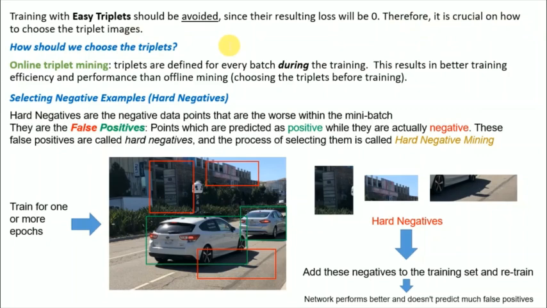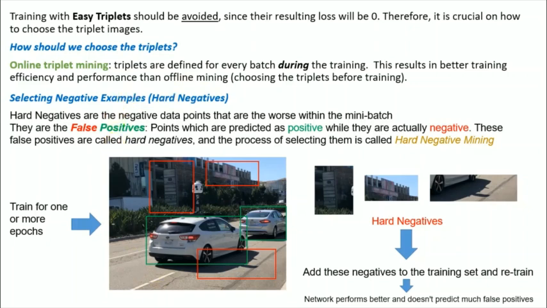Now, this is where we're going to talk about hard negatives. This area is called online triplet mining, or in general, just triplet mining. When we're speaking about online triplet mining, that means the triplets are defined for each batch during the training. So this results in better training efficiency and performance than offline mining. Offline mining means that we're going to choose these triplets before we start training, but online triplet mining means that these triplets are chosen during training. So let's see how we can choose them.